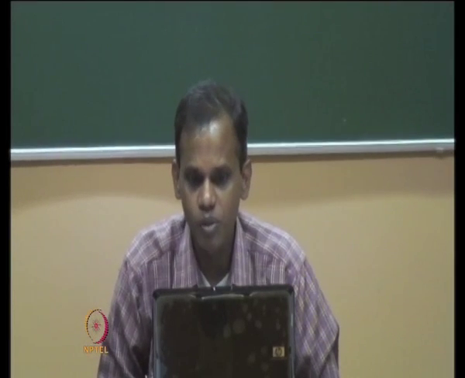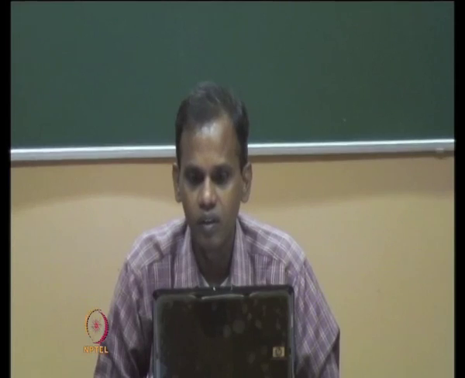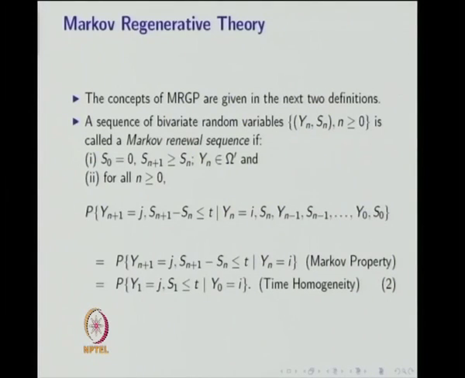The concept of MRGP is given in the next two definitions. The first definition: a sequence of bivariate random variables (Yn, Sn) is called a Markov renewal sequence or Markov renewal process, where S0 is equal to 0. In this example also we made S0 equal to 0.